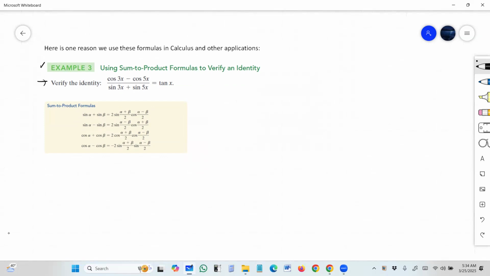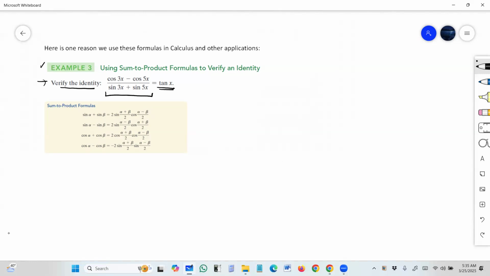You can always look in there for all of the details and steps, but I'm going to go over it here. So the question is: verify the identity, and we have this very complicated identity, and we need to verify that this is equal to tangent x for any angle x. It seems almost impossible that (cosine 3x minus cosine 5x) over (sine 3x plus sine 5x) is equal to tangent, but we are going to show you that it is.